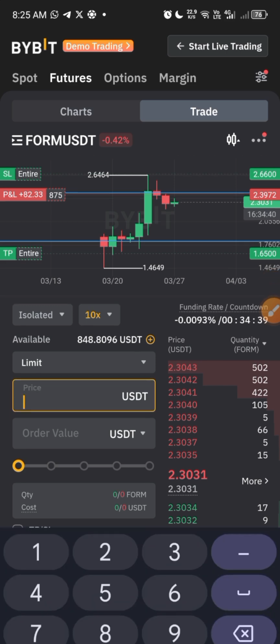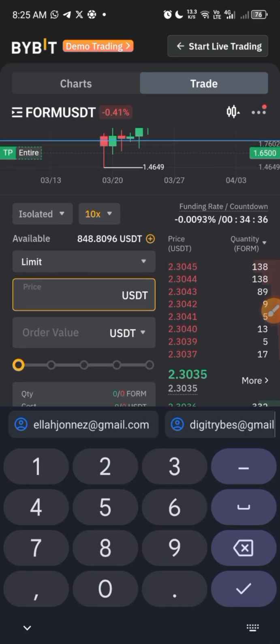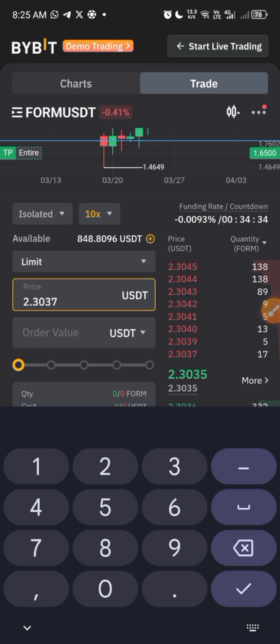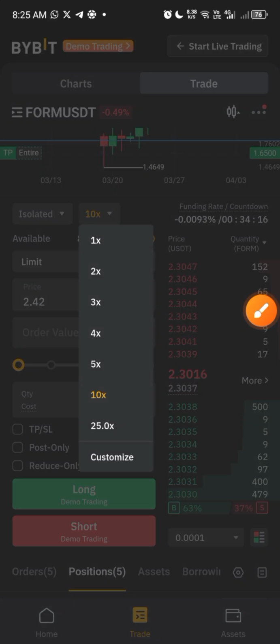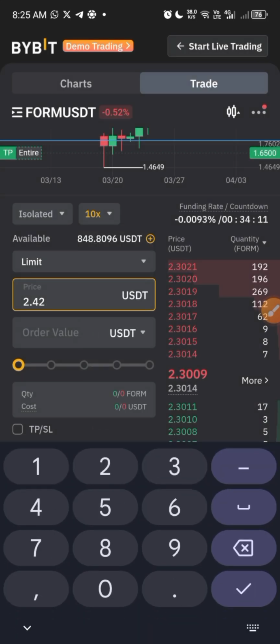Then you put the price. You touch here. You can see it's giving us 2.30. So we go back and clean it and put 2.42. That's the price I said you should put. Then here, you can see 10x, that is the leverage. So if I say 10x, you leave it at 10x. If I say 5x, you change it. You click on it to change it. You can see 5x, 4x, 3x, and all of that. But right now, I said 10x.